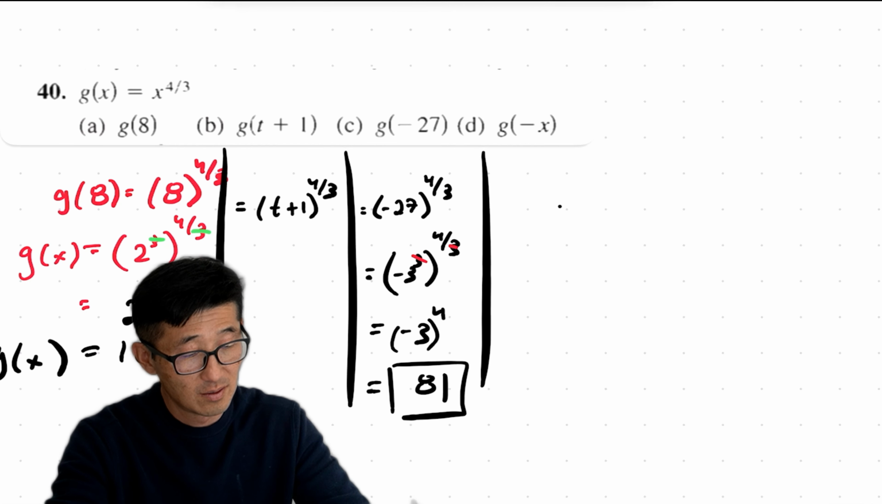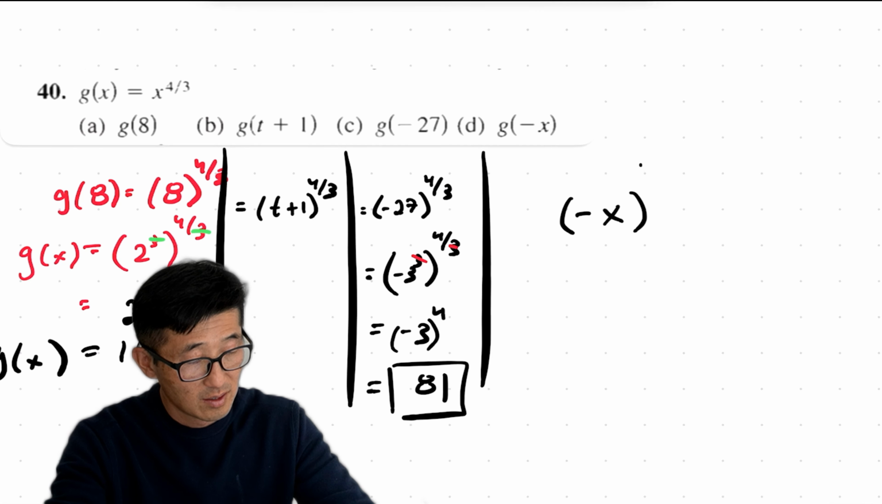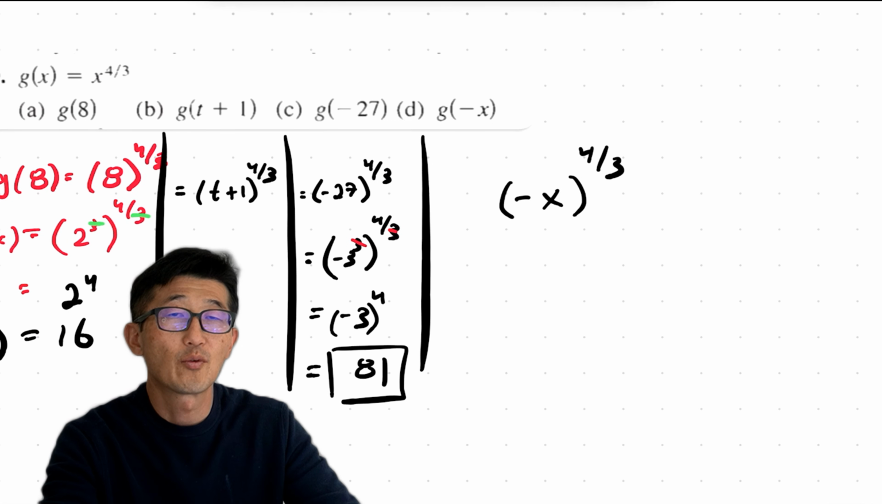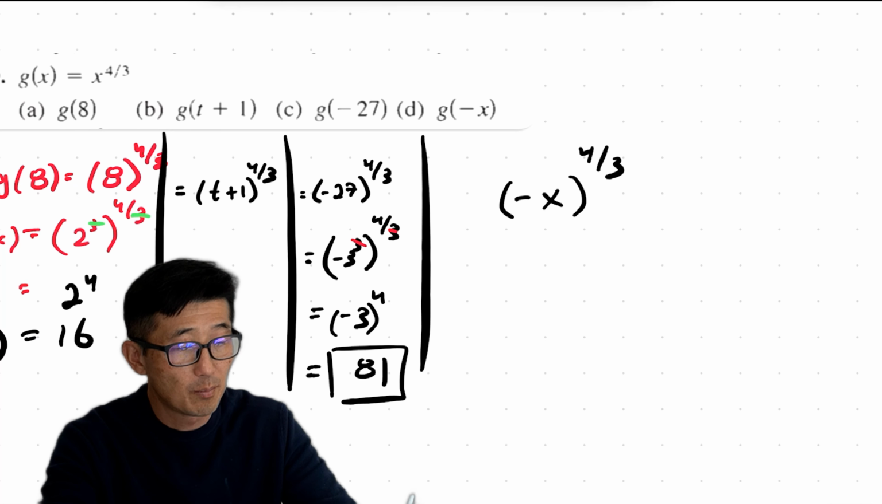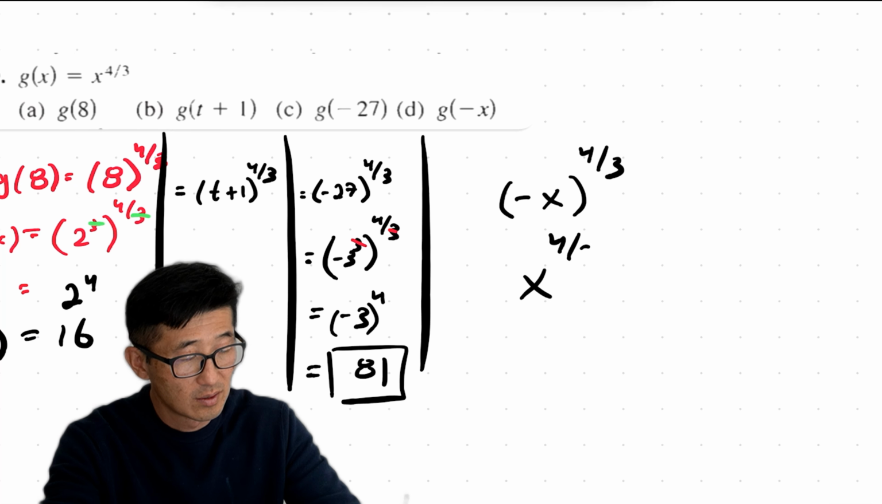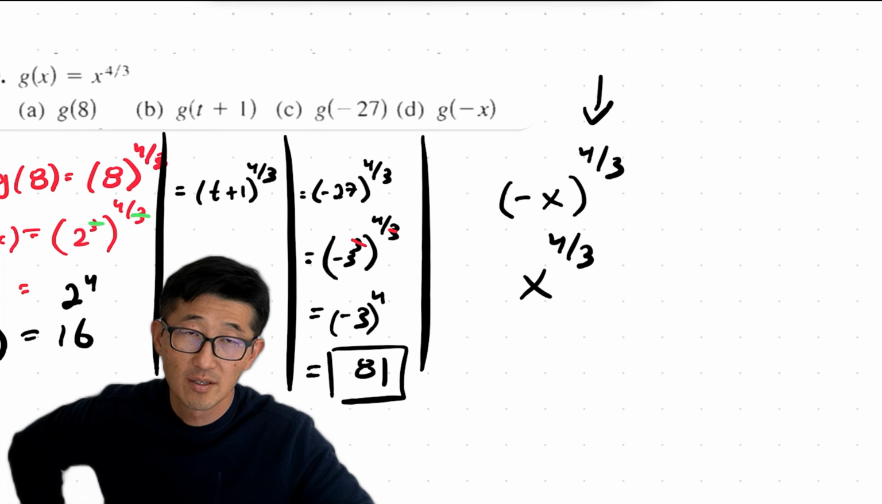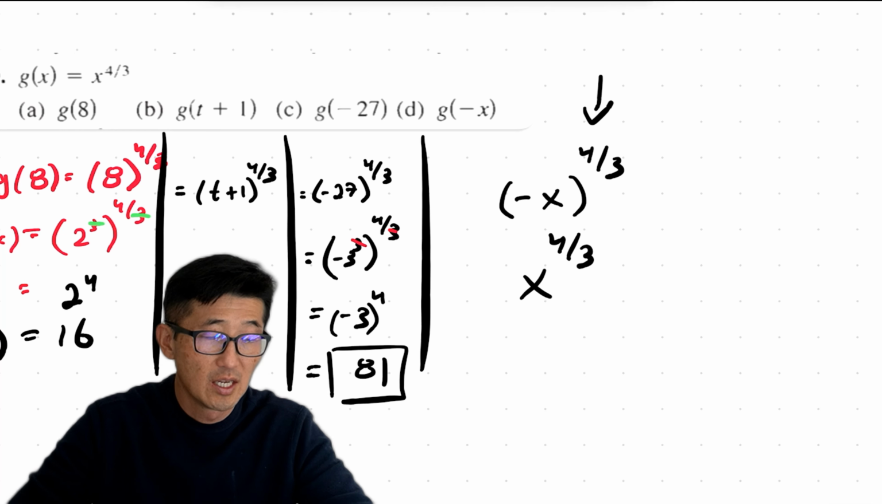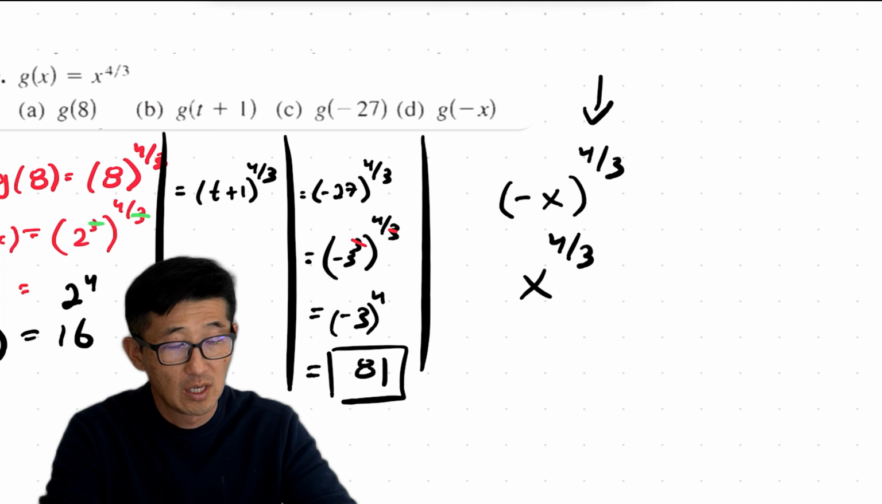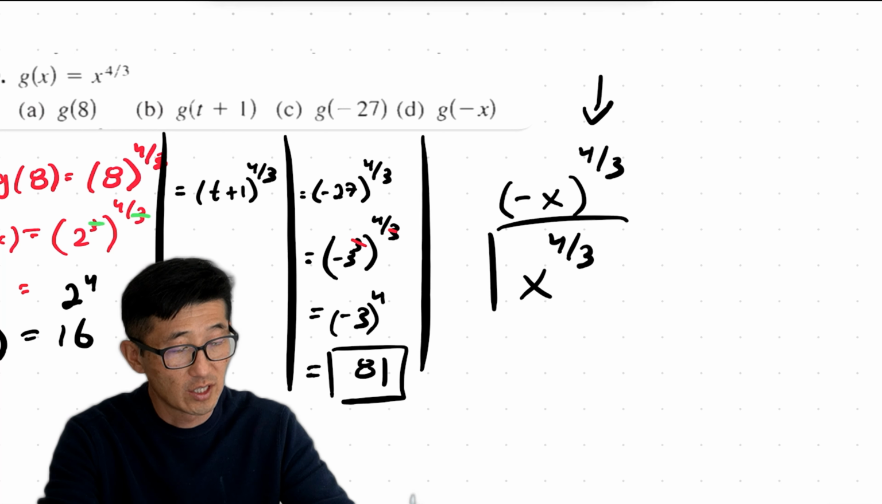Is it just negative 4/3? Yeah, it's just x to the 4/3, right? Well, what I meant is if you bring it out, this will become positive x to the 4 what? The numerator of the exponent, which if you multiply it by itself 4 times, will become positive. So this is your answer right here.